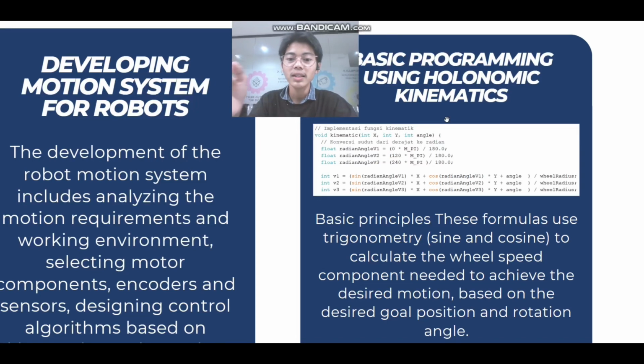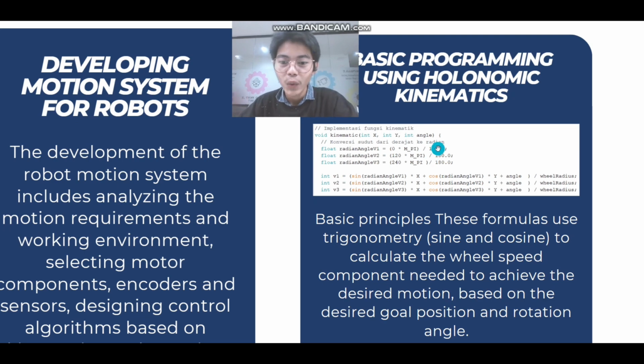This is because the trigonometric functions in many programming languages, including C++ and Arduino, use angle input in radians, not degrees. Therefore, when working with trigonometric functions such as sin and cos, the angle must be in radians. So, this is the formula: radian is equal to angle times pi divided by 180.